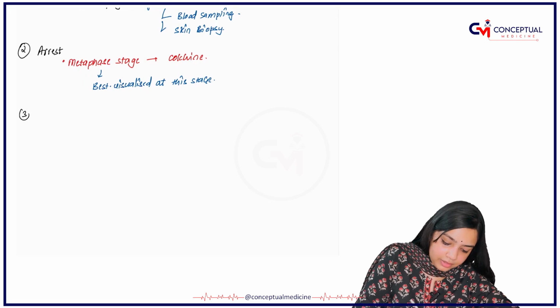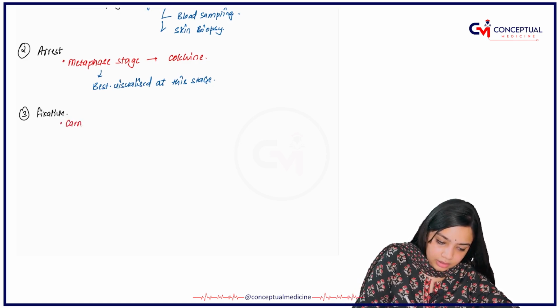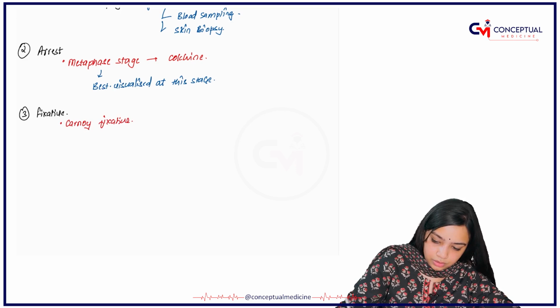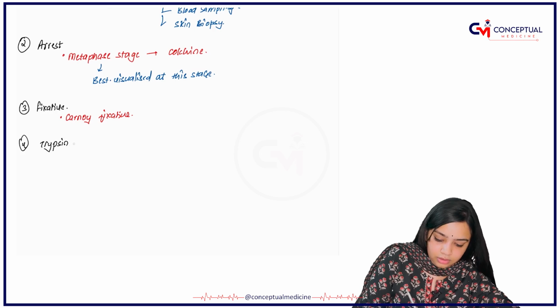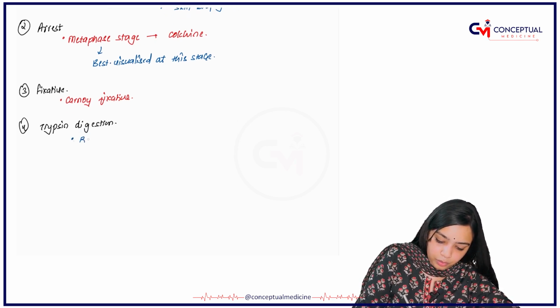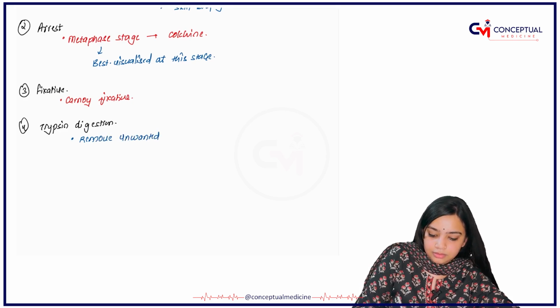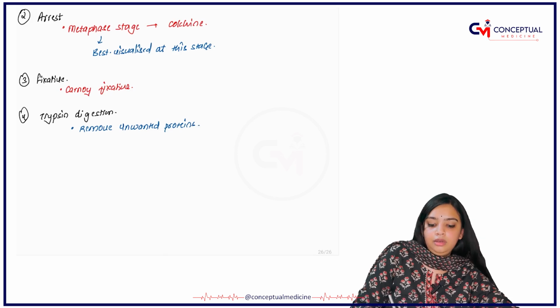The third thing that you have is the fixative. For the fixative, you use a special fixative, Carnoy's fixative. The fourth step is the trypsin digestion, and it basically helps to remove the unwanted proteins.